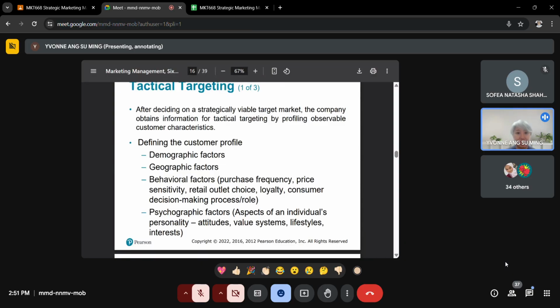So now we look at tactical targeting. So tactical targeting would be very familiar to all of you, because tactical targeting is where what you've been learning all this while, where you can already see very clearly bila kita nak profile kita punya customer, we can use criteria or characteristics like dia punya demographic, geographic, behavioral, psychographic factors. Okay, demographic and geographic, I won't really. You can see here, I didn't put any explanation here because I know most of you know what it is.